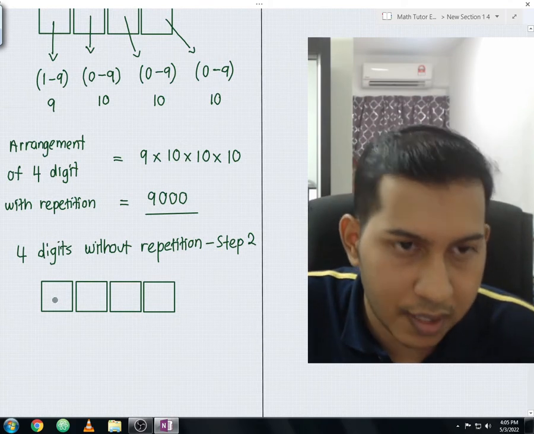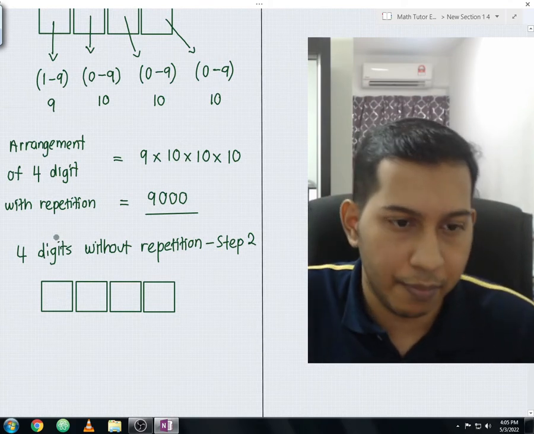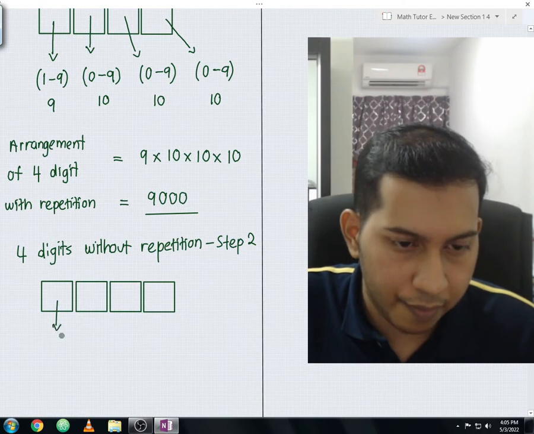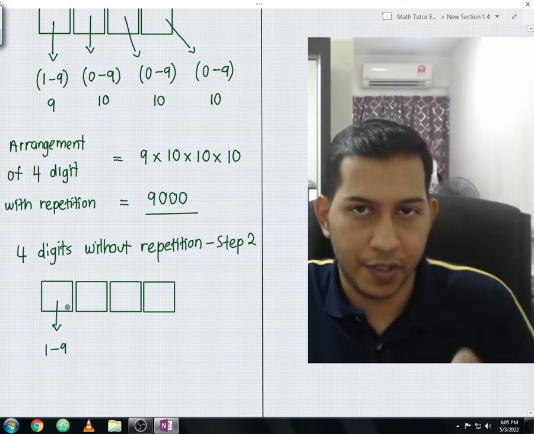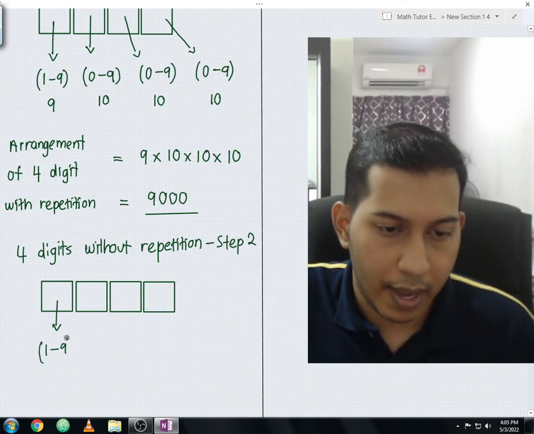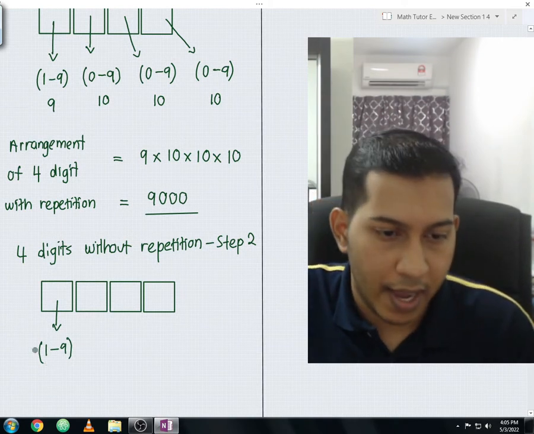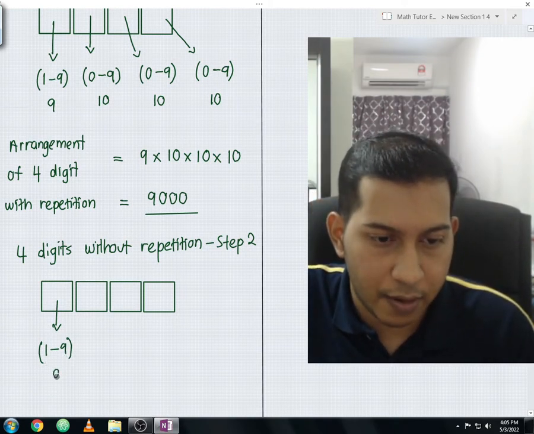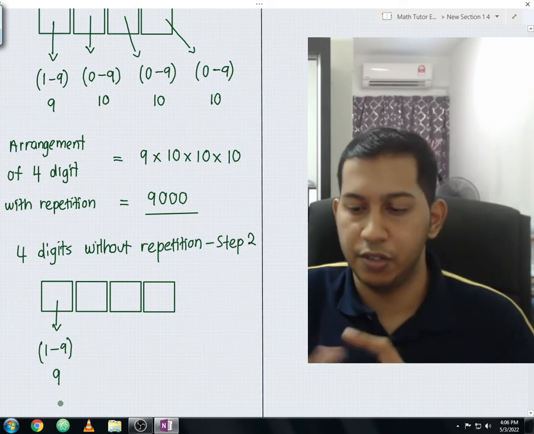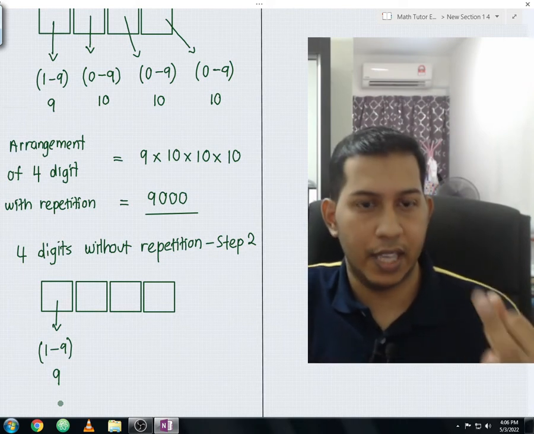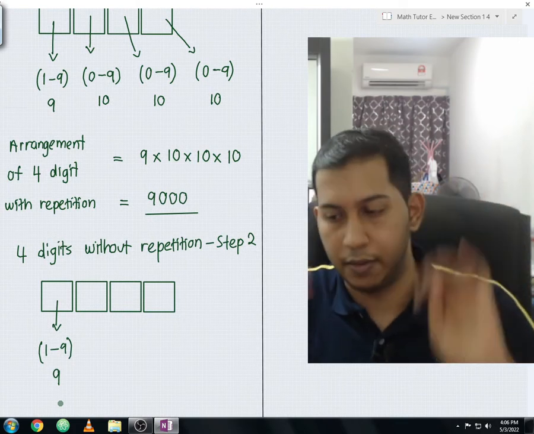For the first box, the condition still applies the same. You can only have 1 up to 9. The smallest number that you can place in the first box should be number 1, and up to number 9. And you have the possibility of 9 over here, because you have a total of 9 numbers: 1, 2, 3, 4, 5, 6, 7, 8, 9. Okay, is it clear?